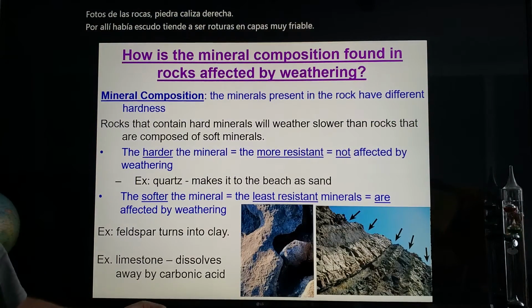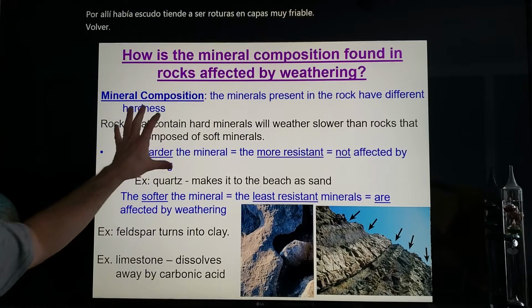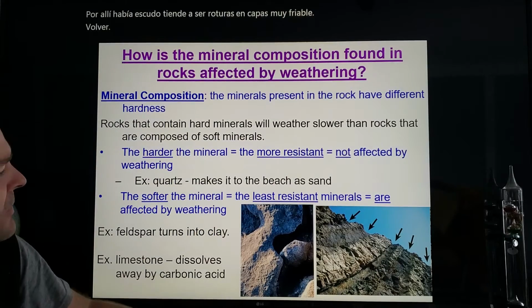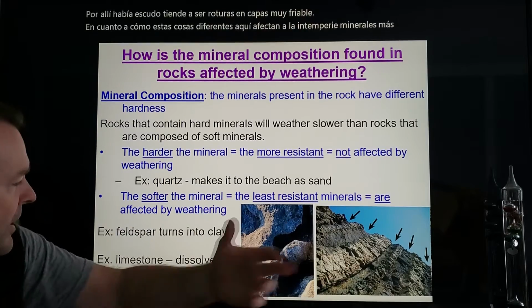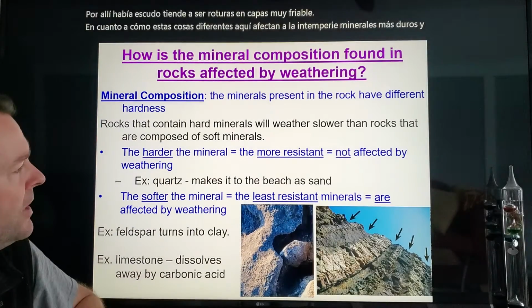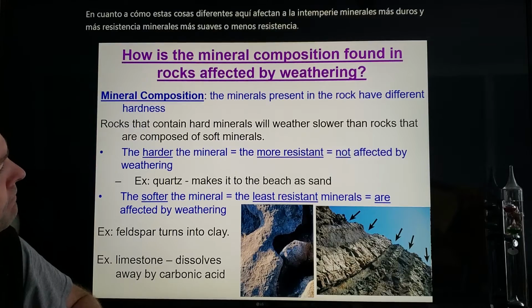Okay. A couple more notes for you, right? Make sure you get them in there as far as how these different things here affect weathering. Harder minerals are more resistant. Softer minerals are less resistant. All right, make sure you get that into your notes.